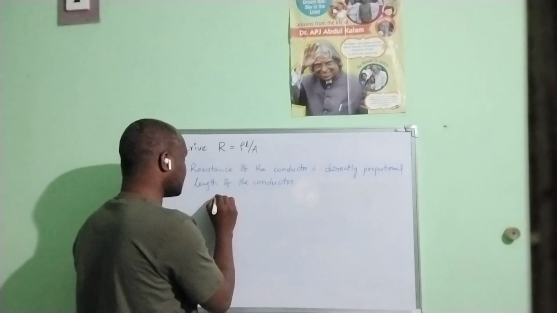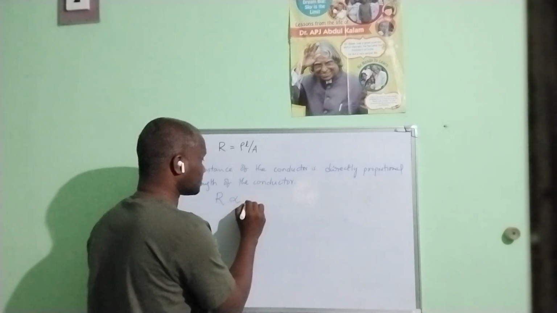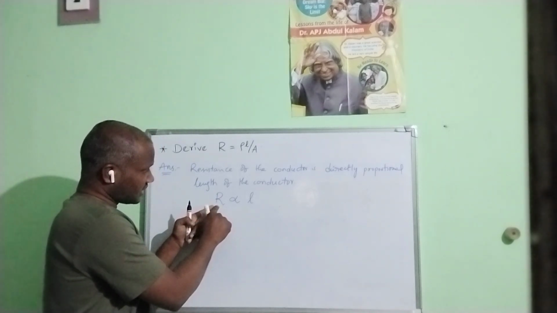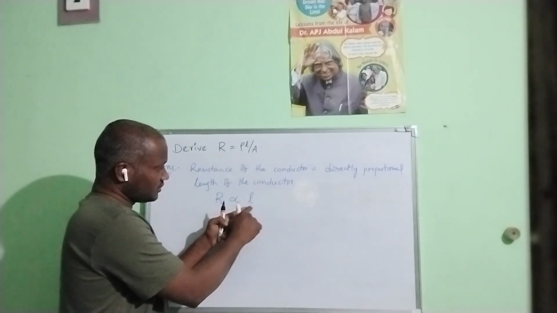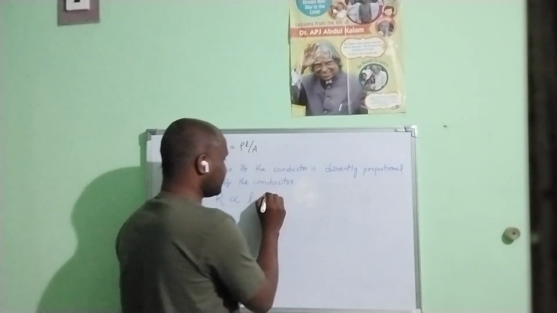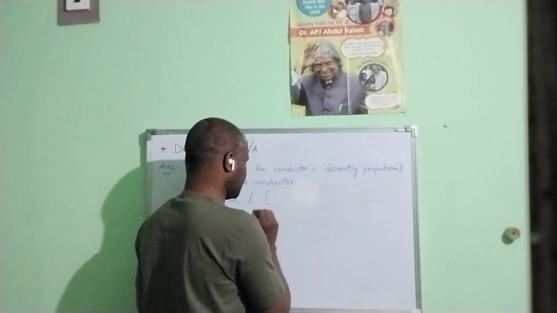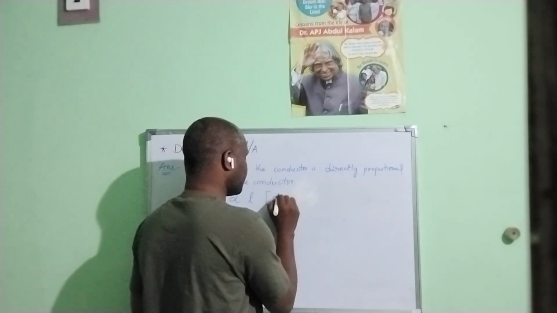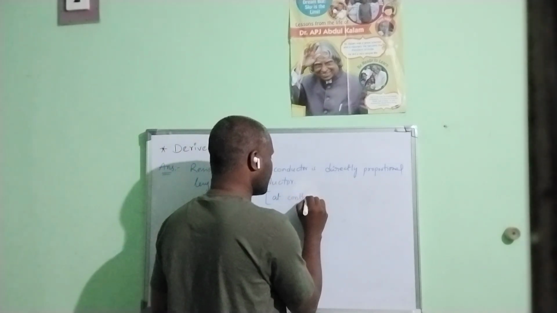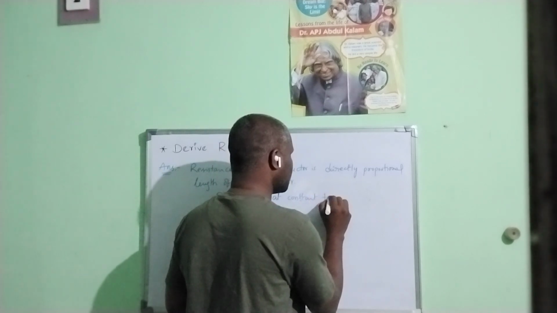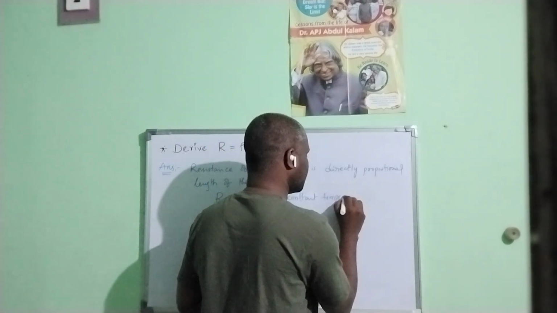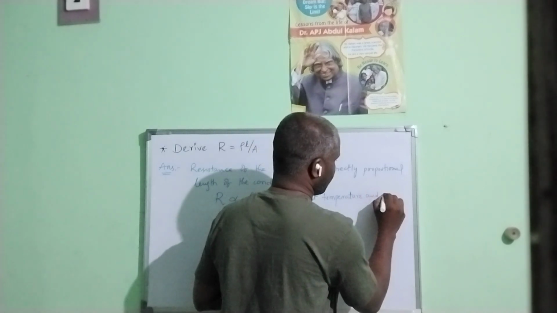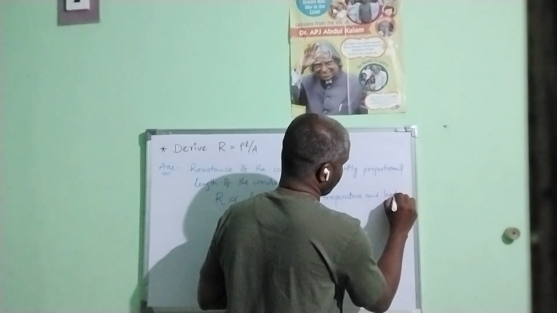So we can write the mathematical expression R is directly proportional to L. This represents resistance of the conductor is directly proportional to length of the conductor. Here we have a condition that this resistance of the conductor is directly proportional to length at constant temperature and length.